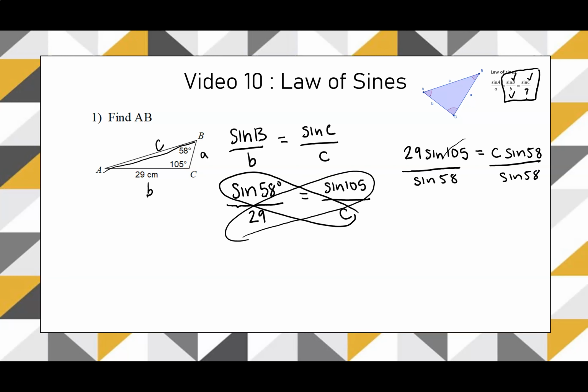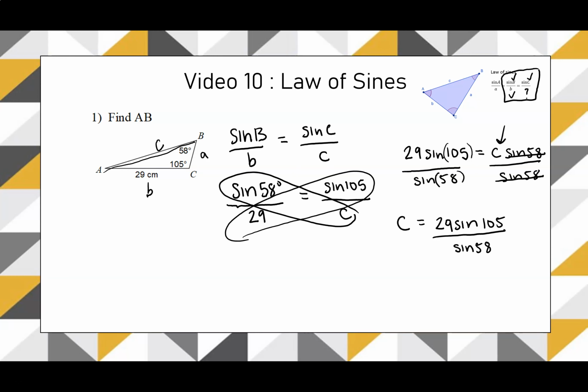Okay, please don't think that any of these things cancel. That's not true, right? We're taking sine of those numbers. They're not just numbers, right? Essentially, we have parentheses here, and it's taking sine of that. So you can't cancel those out. What you can cancel is a sine of 58 with a sine of 58, because they're exactly the same thing. So our c, we're just left with just plain old c right here, is going to be equal to 29 sine of 105 divided by sine of 58.